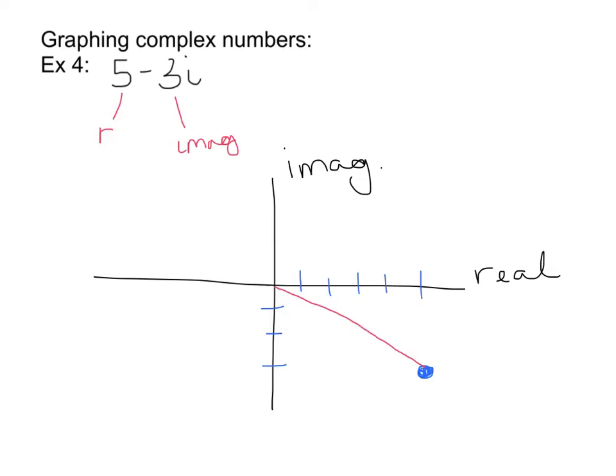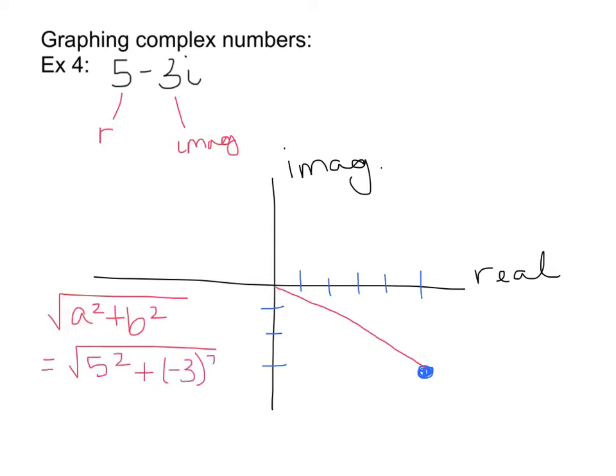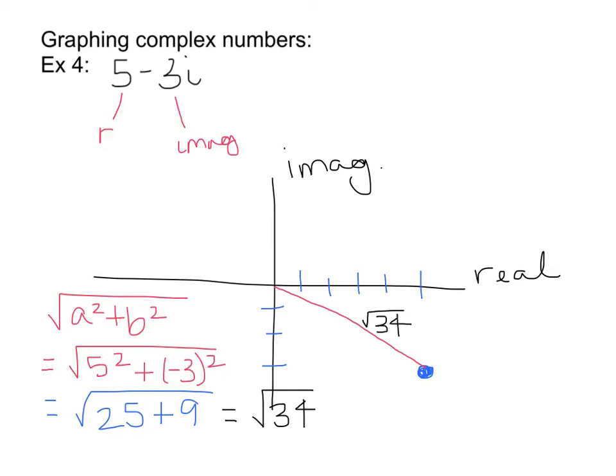Remember, the absolute value is the square root of a squared plus b squared. A is 5, so we're going to do 5 squared. B is minus 3. Make sure it's always addition. 5 squared is 25. Negative 3 squared is 9. 25 plus 9 gives me the square root of 34. You would try to break down the square root of 34, and you can't do it. So the distance from the origin to my blue dot is the square root of 34.